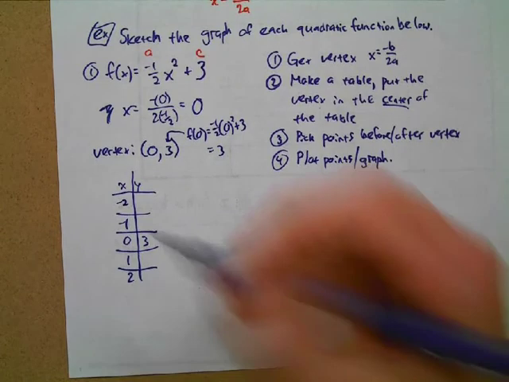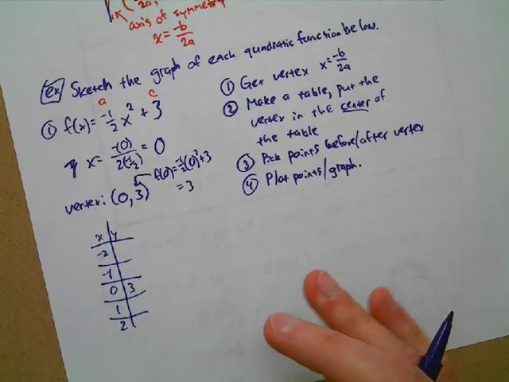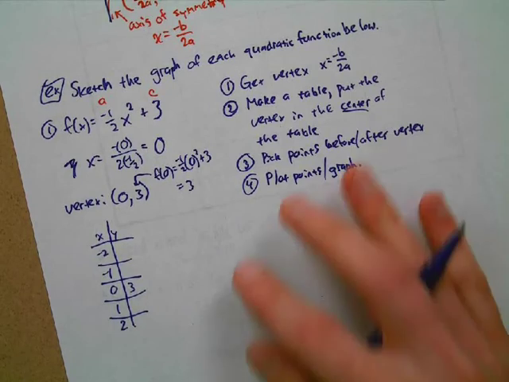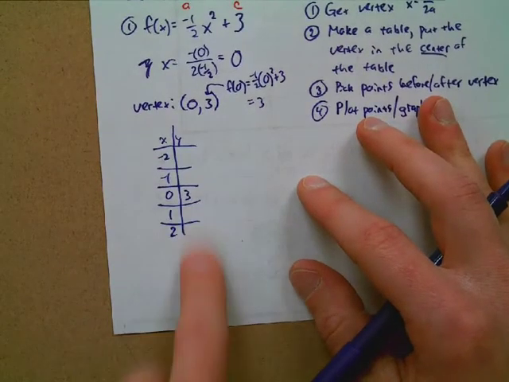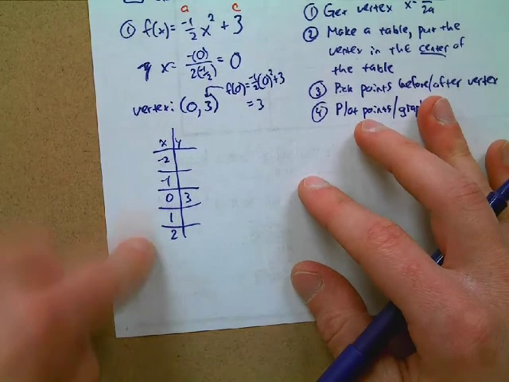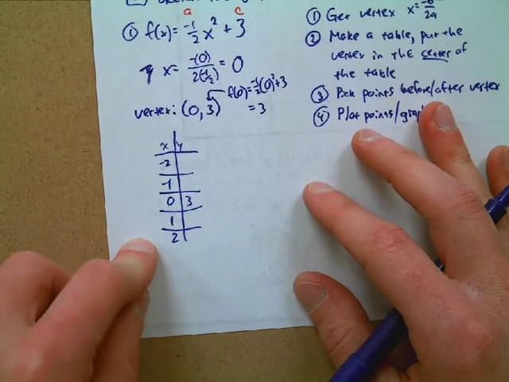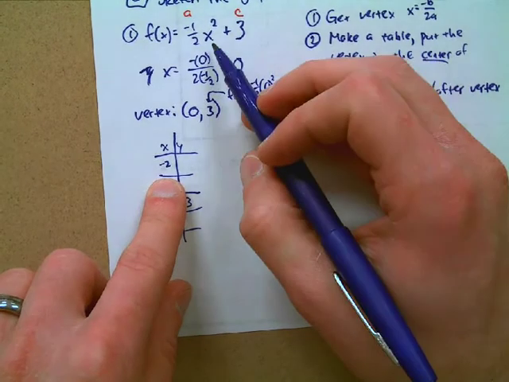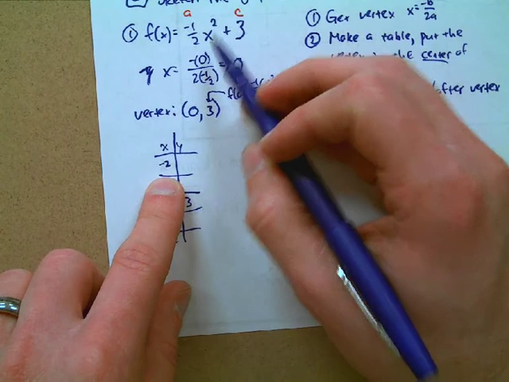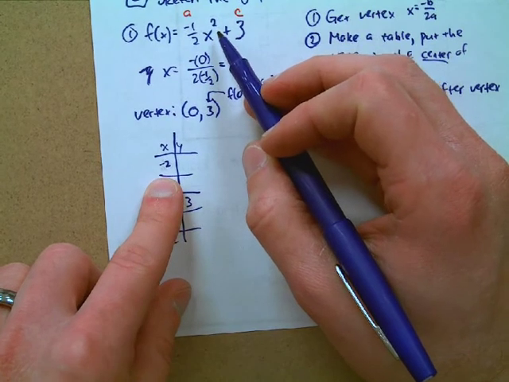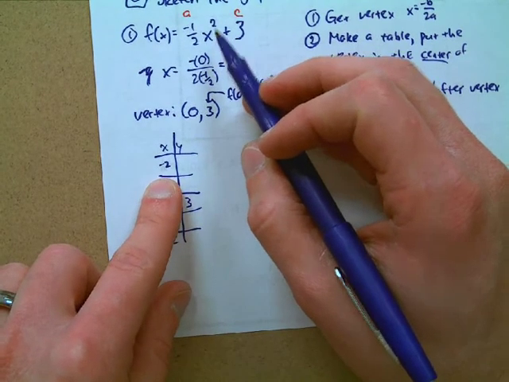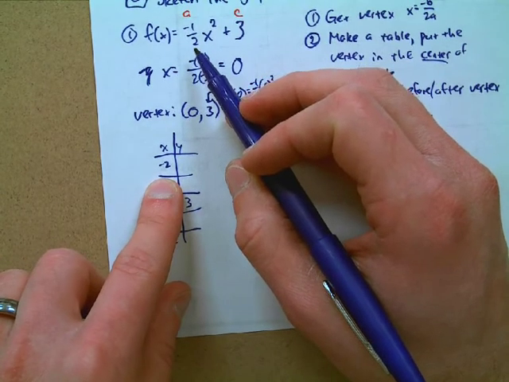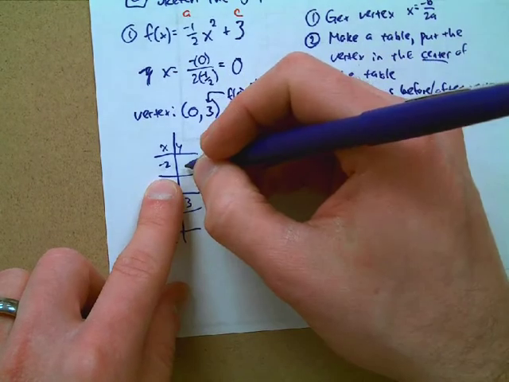And how do I get these matching y values? How am I going to fill in these blanks? Yeah, plug in the x values. Exactly right. So I'm going to do that mentally here. -2 in for the x. -2 squared is 4. 4 times -1/2 is -2, plus 3, 1.